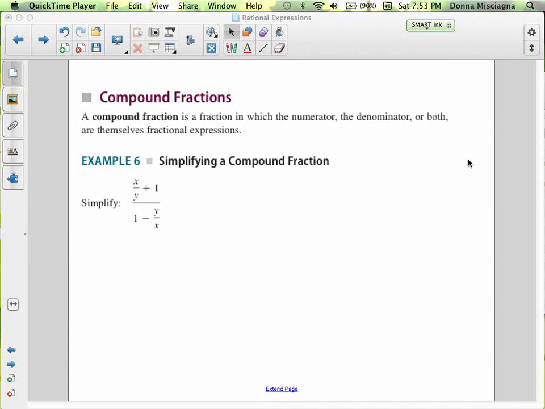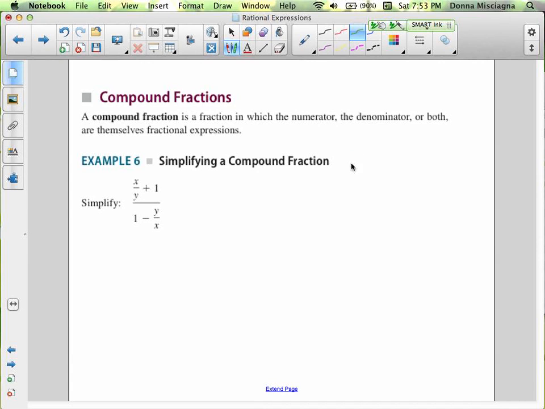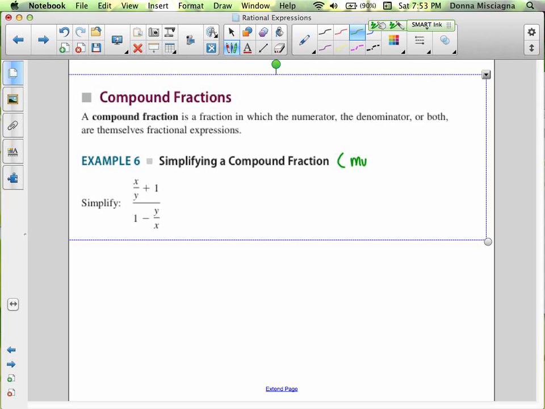Look into compound fractions. A compound fraction is a fraction in which the numerator, the denominator, or both are themselves fractional expressions. Let's look at one method for simplifying a compound fraction. This method is called multiplying all terms by the least common denominator.